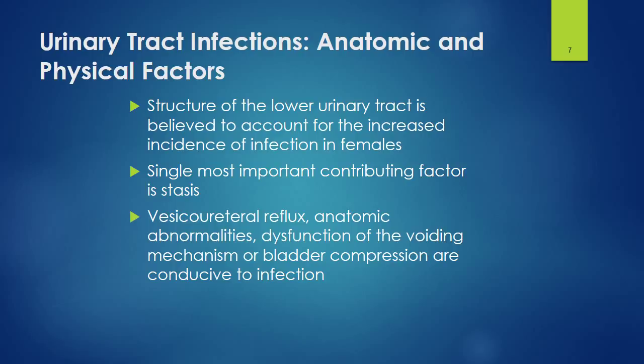Anatomic and physical factors that are associated with urinary tract infections. The structure of the lower urinary tract is believed to account for the increased incidence of infections in females. The single most important contributing factor for urinary tract infection is stasis. Vesicoureteral reflux, anatomic abnormalities, dysfunction of the voiding mechanism, or bladder compression are conducive to infection.